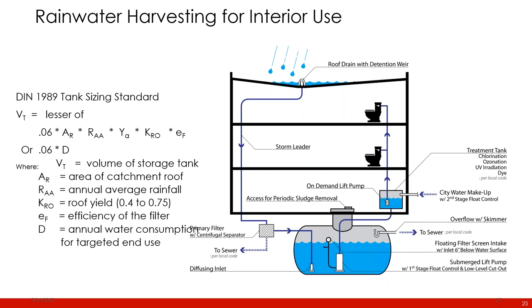so that the water that comes later will be more pure. So then we have our main storage tank, and then we have our secondary tank where we do the treatment, and you can see that right here. So it's at this point where we do our chlorination or ozonation. We might do UV irradiation, and in some jurisdictions we have to add dye to the water so that it has a color, so that people can know immediately that it is not potable.